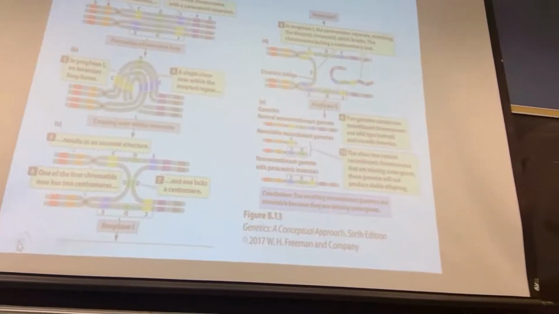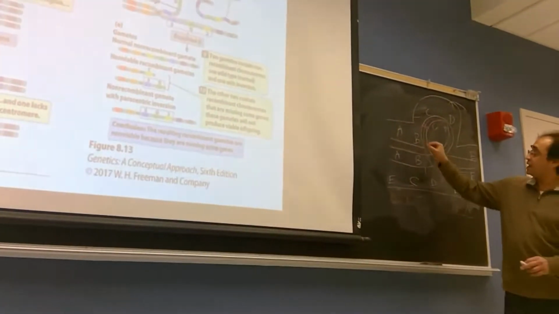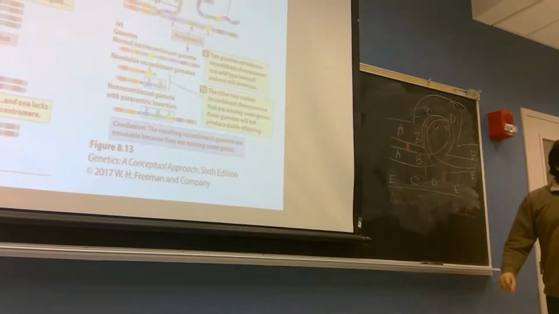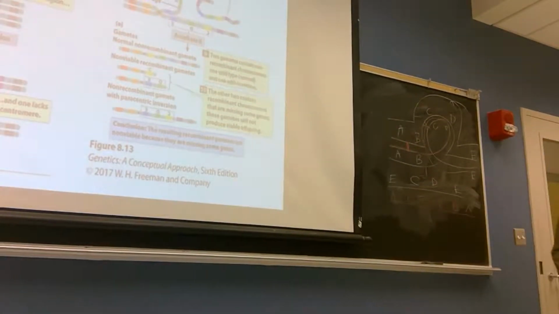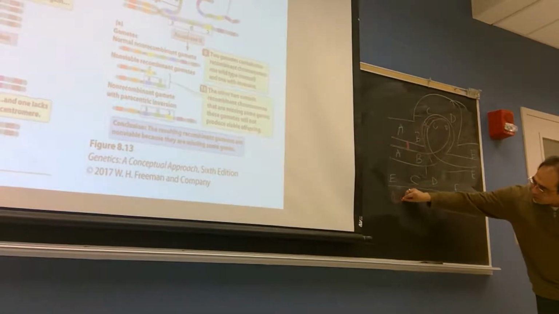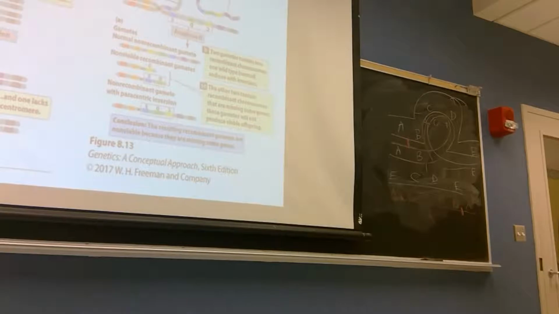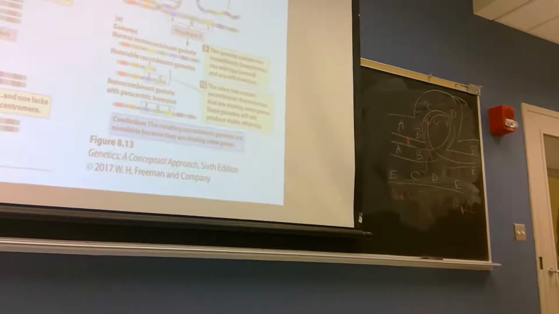Now the position of centromere. If the centromere is here between A and B, what will happen? So here between A and B, there is one centromere, and here it is one centromere, right? Now, what will happen during anaphase?